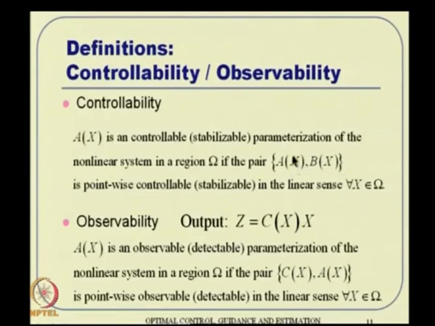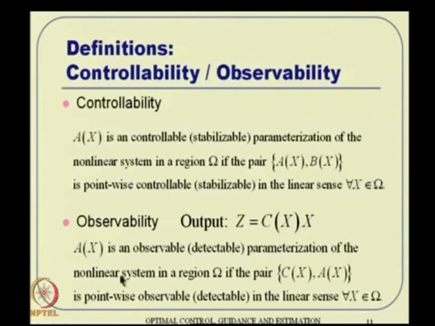So, if that happens for every such pair, that A of x and B of x, you substitute some number, and if the pair A, B is stabilizable at every point, then it is called pointwise controllable or pointwise stabilizable, for all x in the domain of interest omega.